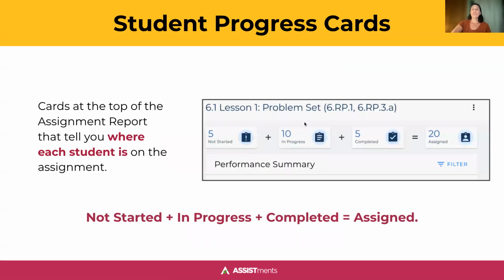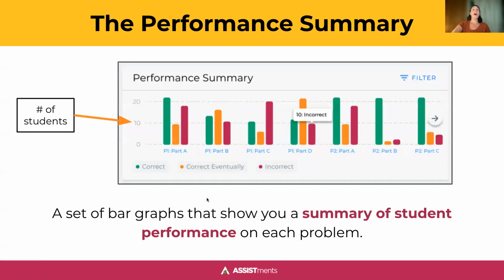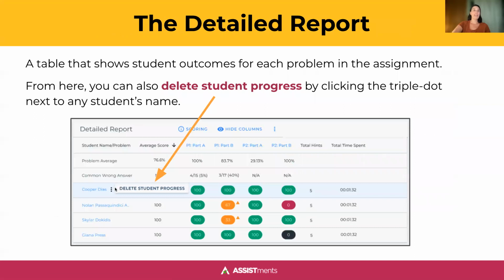On the progress cards, just to note that when you hover over or click on each one of these, you will be able to see the timestamps as well. The performance summary gives you that bar graph so you can identify which problems and how many students were in each one of these categories. Don't forget about delete student progress. We're going to come back to that later. So if there is a student who needs a little bit of reteaching, that's found right on the triple dot next to the student's name.